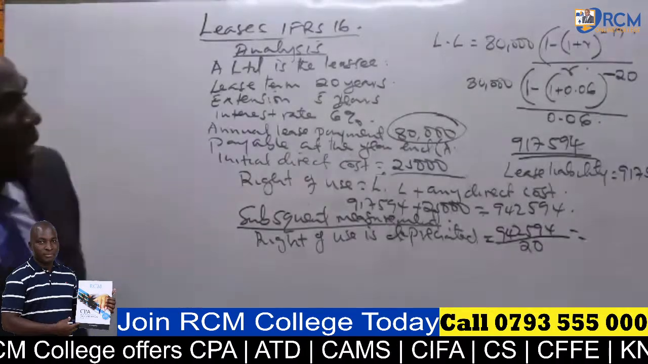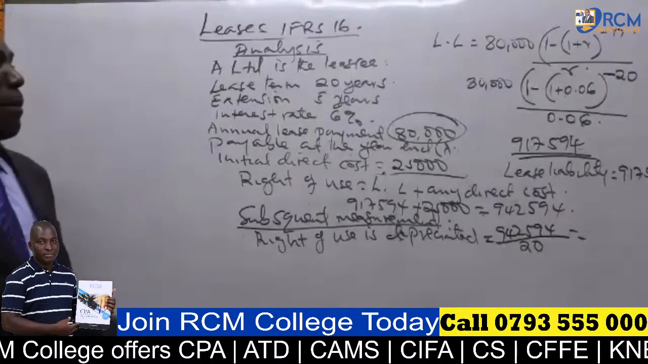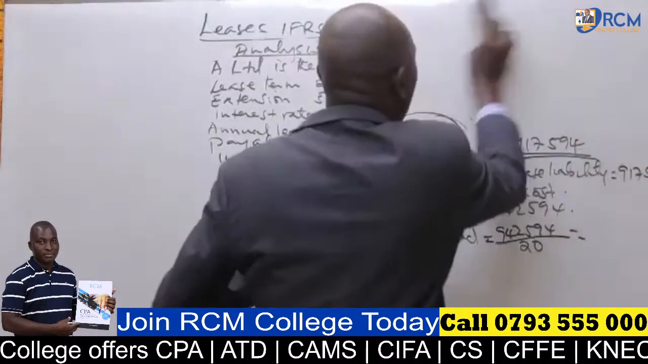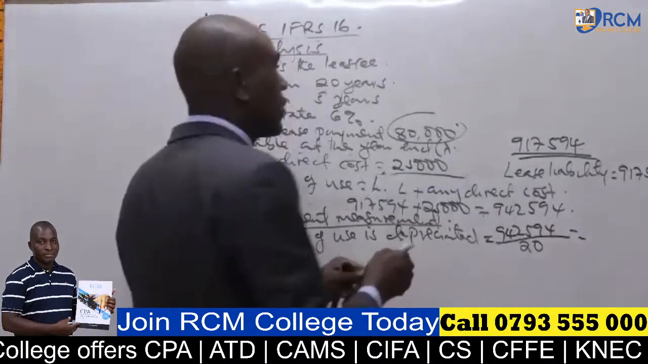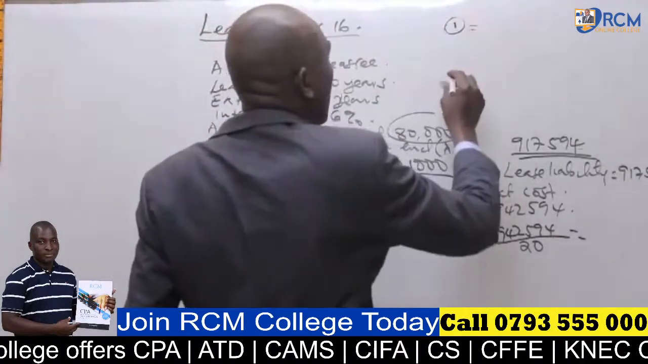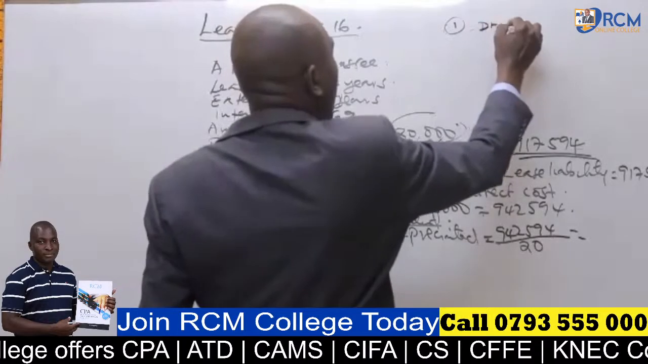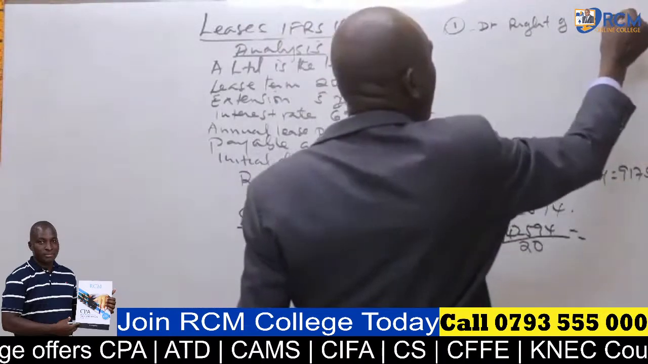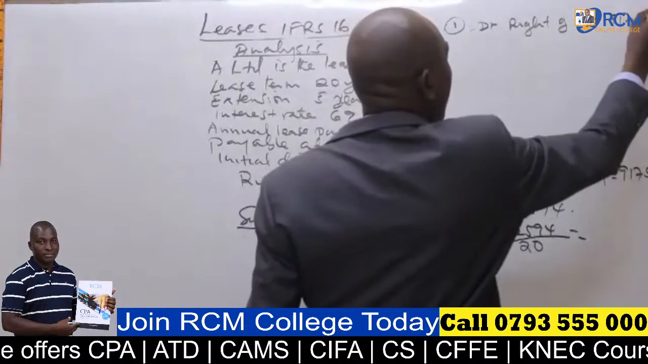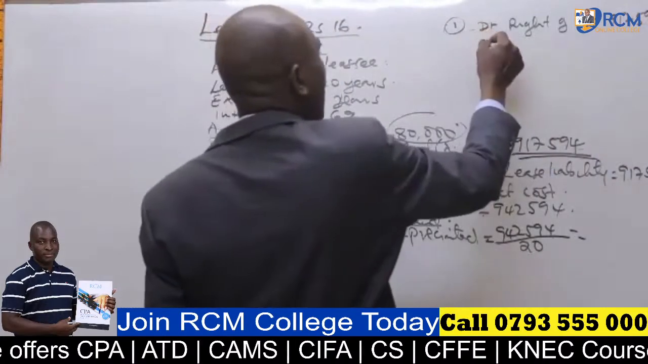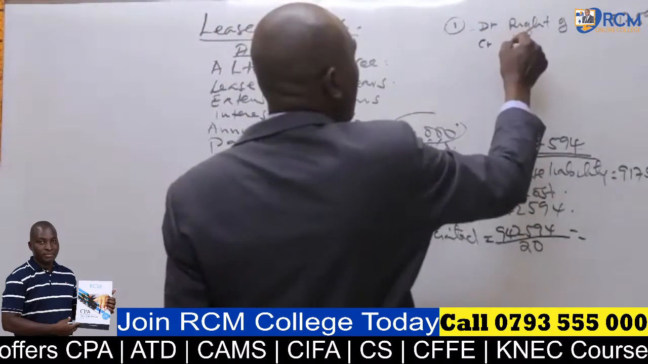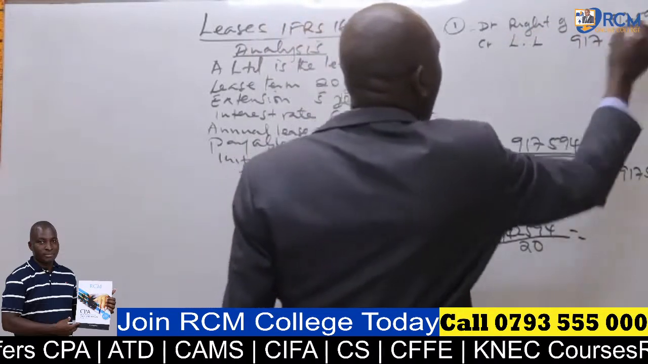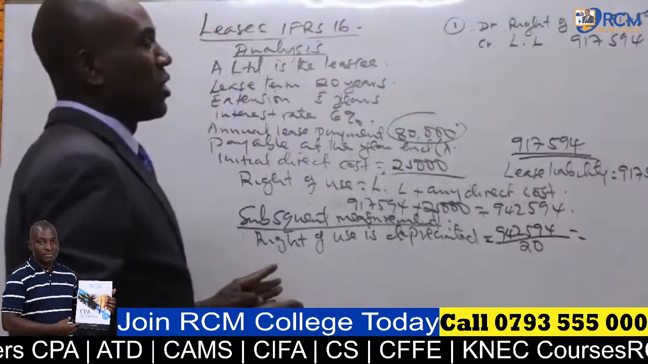Now, the journal entry, if you want us to do the journal entry. Journal entry number one will be debit right of use with 917,594. Then I credit lease liability with 917,594. That is on initial recognition.